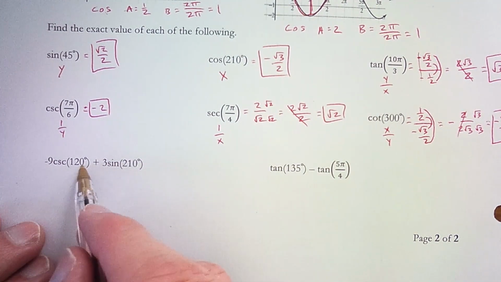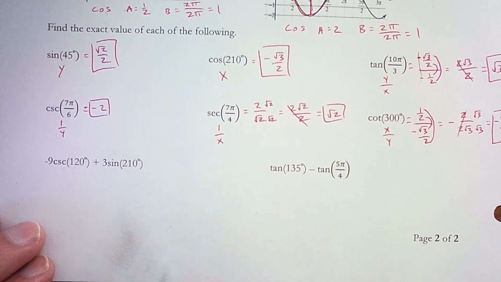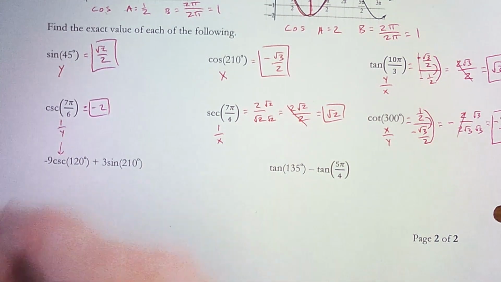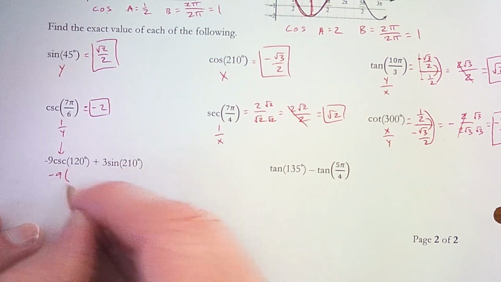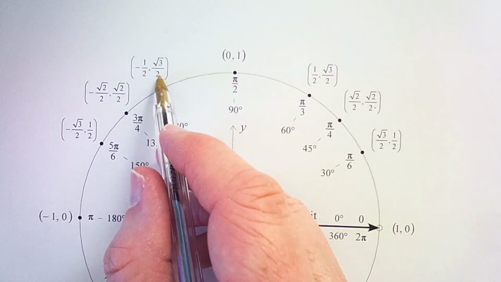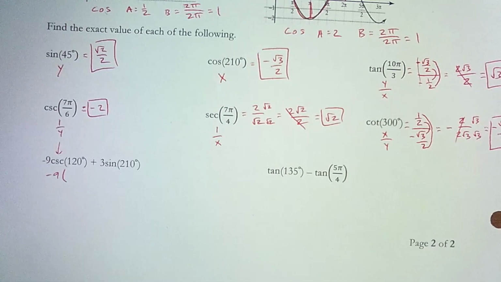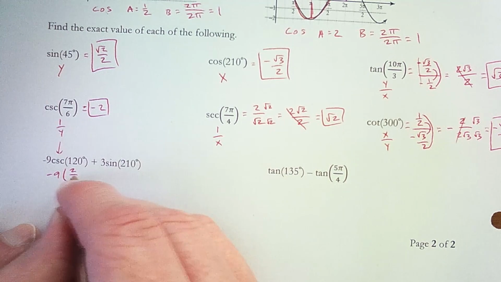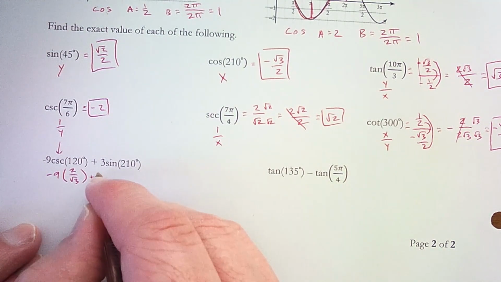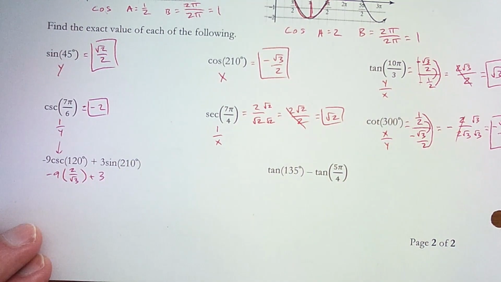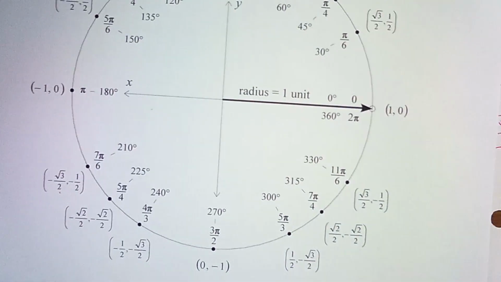Then we have negative 9 times cosecant, and cosecant, we've already done one of those. It's the reciprocal of the y value at 120 degrees. So negative 9 times, and then at 120 degrees, the y value is the square root of 3 over 2, but this is the reciprocal, so it's 2 over the square root of 3. Plus 3 times sine at 210. Sine is a y value, so at 210 degrees, the y value is negative 1/2.